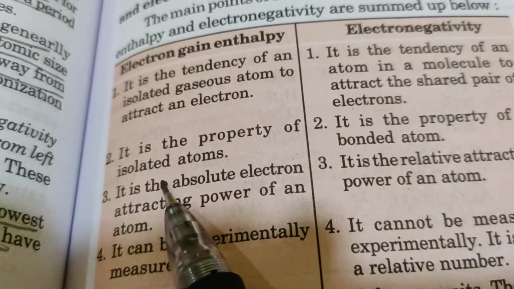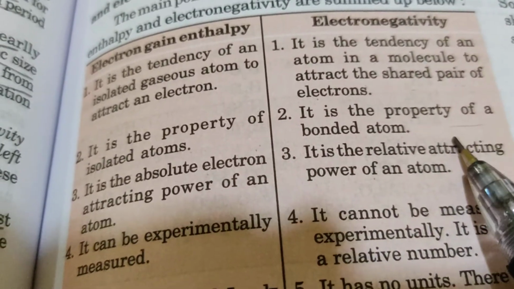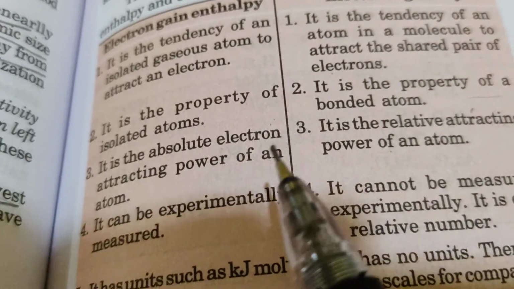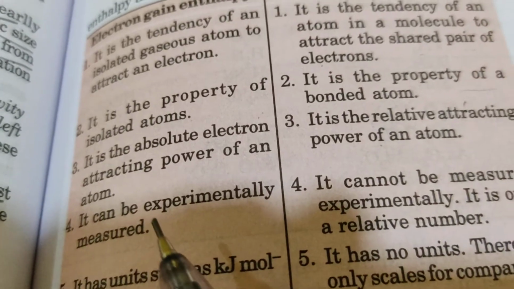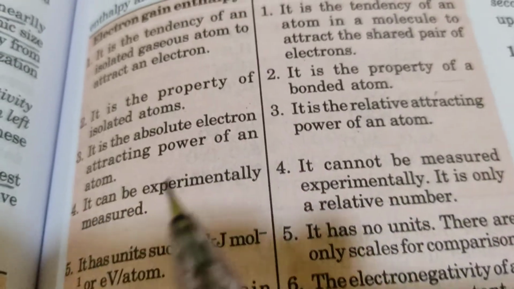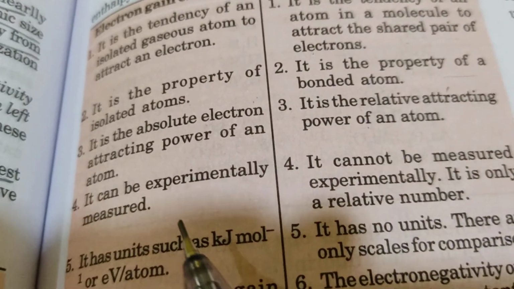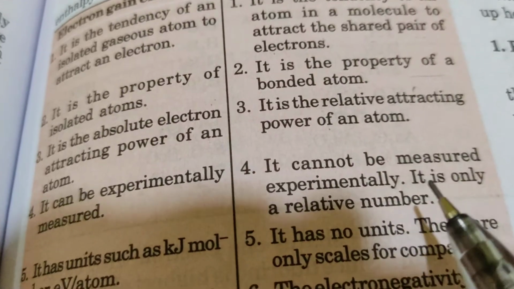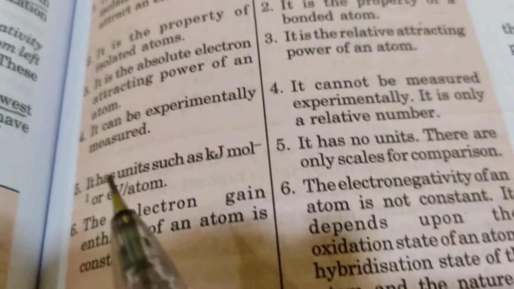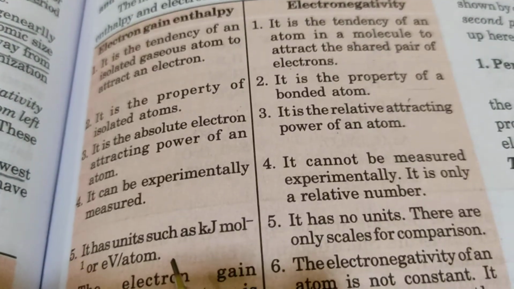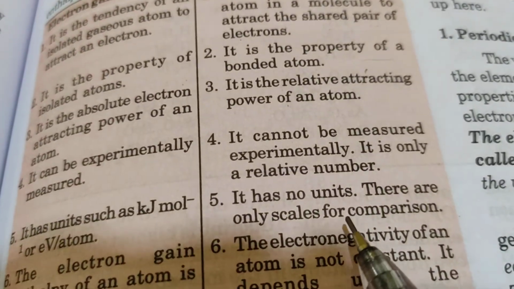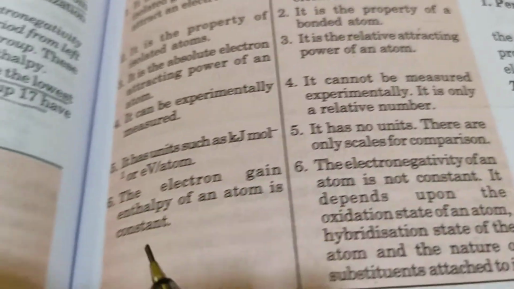Electron gain enthalpy is the property of isolated atoms, and electronegativity is a property of bonded atoms. So electron gain enthalpy is the absolute electron attracting power of the atom, while electronegativity is the relative attracting power of an atom. Electron gain enthalpy can be experimentally measured, whereas electronegativity cannot be measured experimentally. It is just a number. Electron gain enthalpy has units of kilojoule per mole, and electronegativity has no units. There are only scales for comparison.